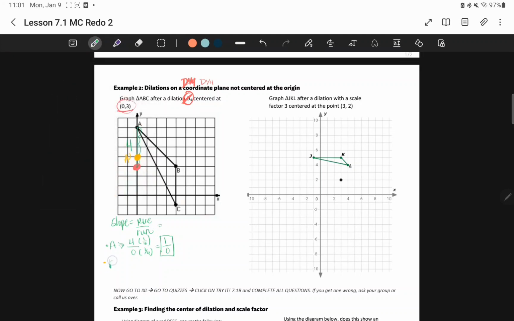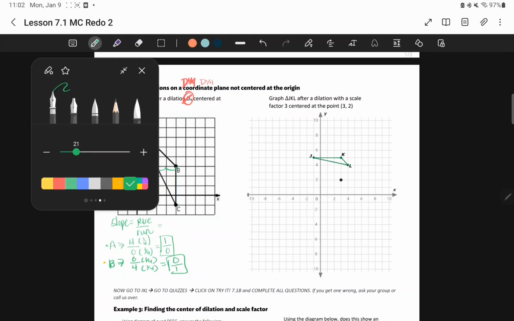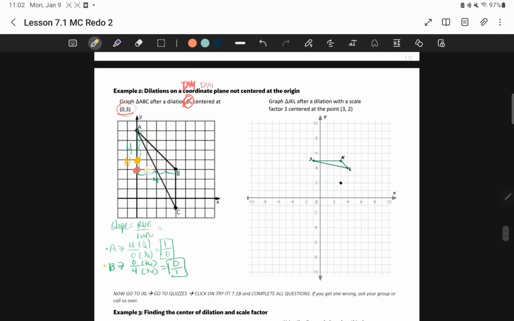So from the center, the red dot, to B, it's 1, 2, 3, 4. So we're not rising at all, but we're running 4. Then we multiply the slope by a 4th, which gives us 0 for the rise, and 4 times a 4th is 1. So we start at the center, we're not rising up at all, but we're running 1. And this is our B prime.